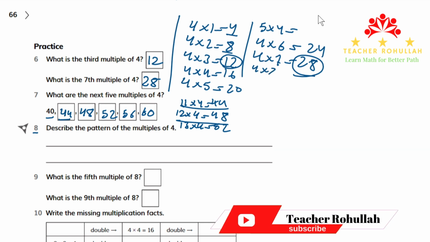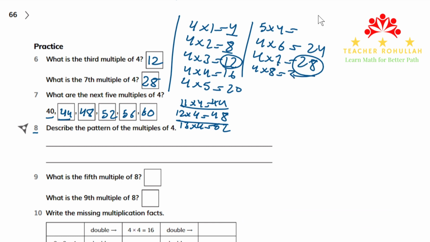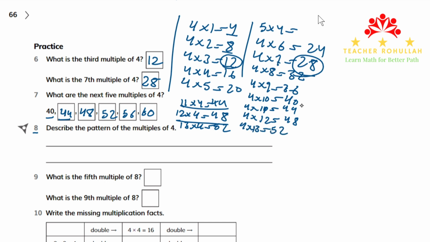So 4 times 7 is 28. 4 times 8 is 32. 4 times 9 is 36. 4 times 10 is 40. 4 times 11 is 44. 4 times 12 is 48. 4 times 13 is 52. Let me write some more.